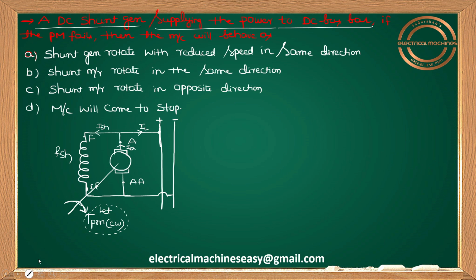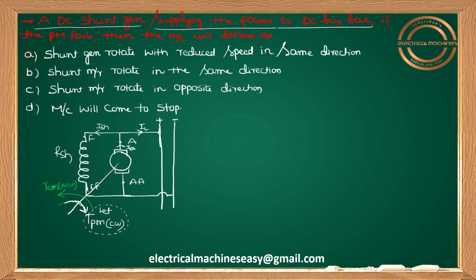Because of motor action, electromagnetic torque will come into picture. That electromagnetic torque will be opposite to the prime mover torque. The direction of electromagnetic torque will be opposite to the direction of prime mover torque. I assumed the prime mover torque in the clockwise direction, so your electromagnetic torque becomes anti-clockwise.